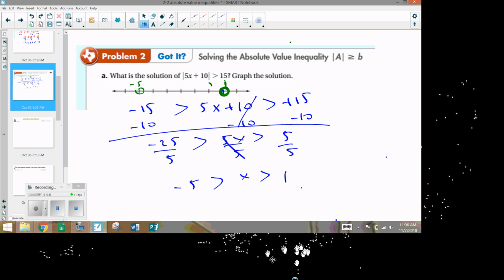Now, close 5, -5. Read the rest. X is greater than 1. X is greater than 1. Close 1 here. Read other portion. X is less than -5.